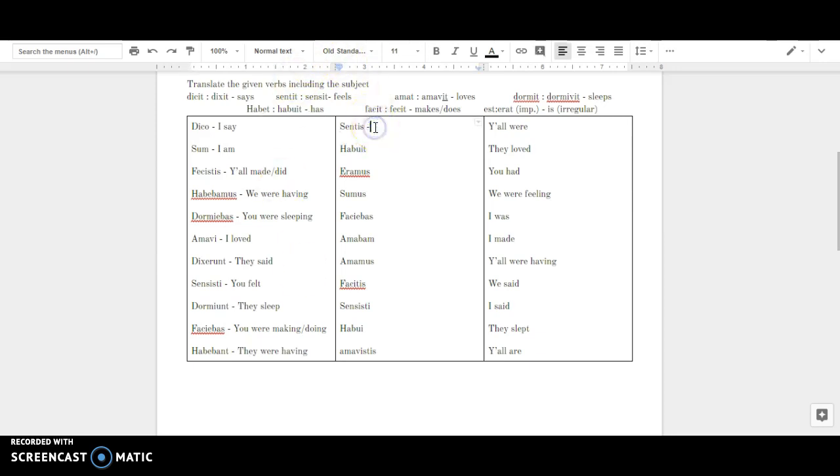Sentis. The S means you, and this is sentit, comes from here, so it means feel, so you feel, present tense. Habuit has the U in it, ends with a T, so we know it's perfect, and we know the subject is he, she, or it, and it's perfect tense, so we know it's he had. Eramus, that is the imperfect form of is, and it ends with mus, so we know it's we were. Sumus is the present form of that, we are.